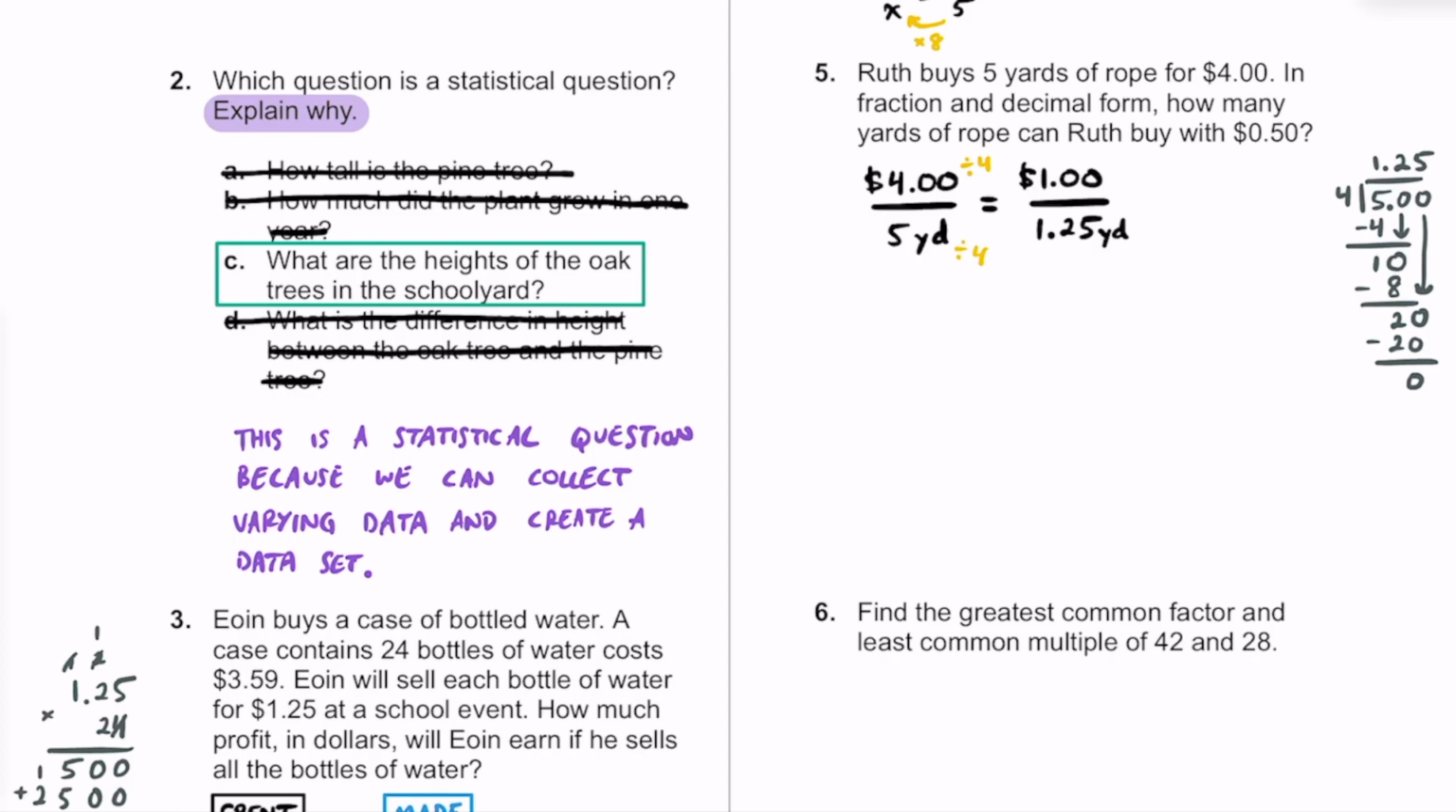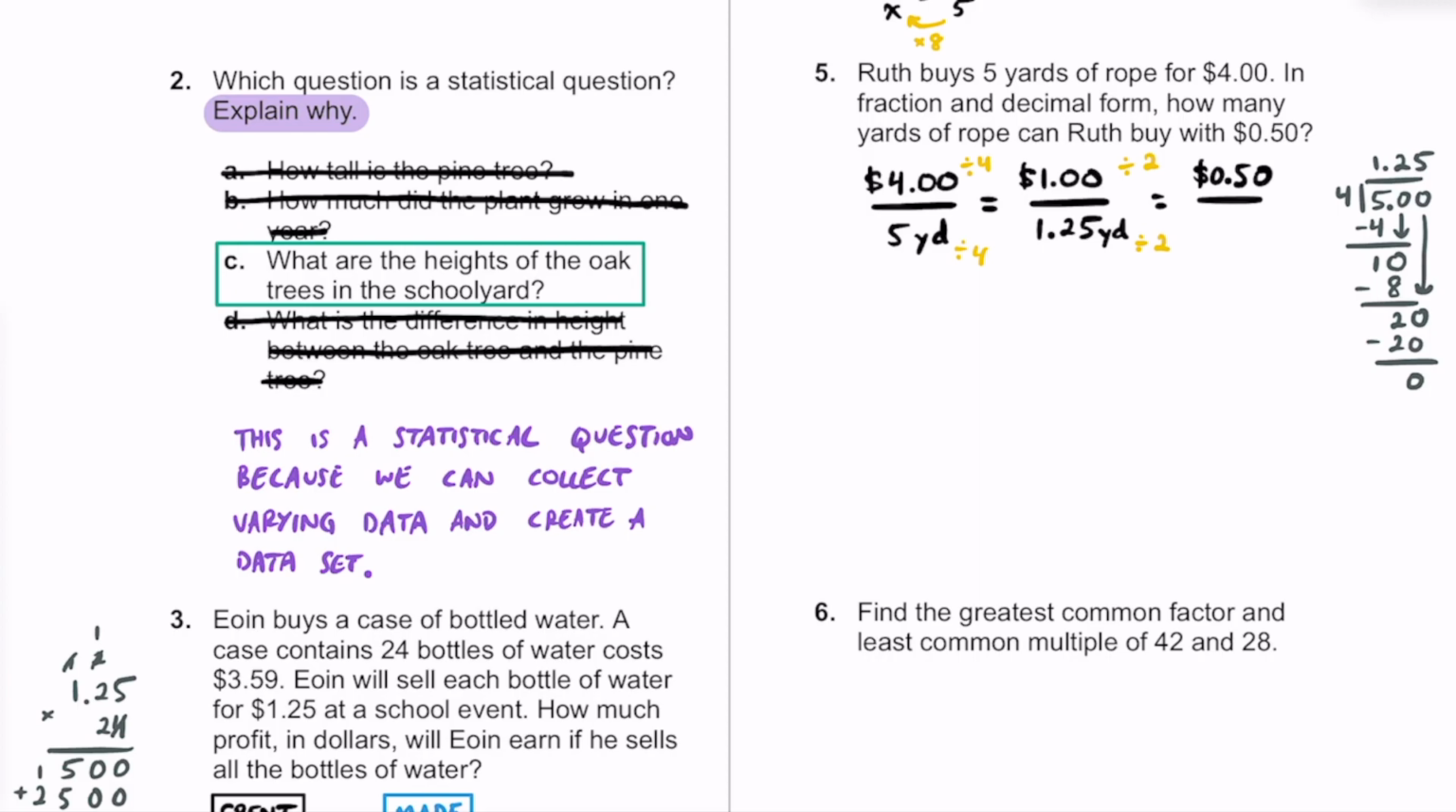Now, what if we only have 50 cents? Well, we can go ahead and write another equivalent ratio here. So 50 cents is going to be 0.50. And so how do we get from $1 to 50 cents? Well, we go ahead and divide by 2. Go ahead and divide by 2 here. So here's the interesting part: we have to take this 1.25 yards and then divide that by 2.